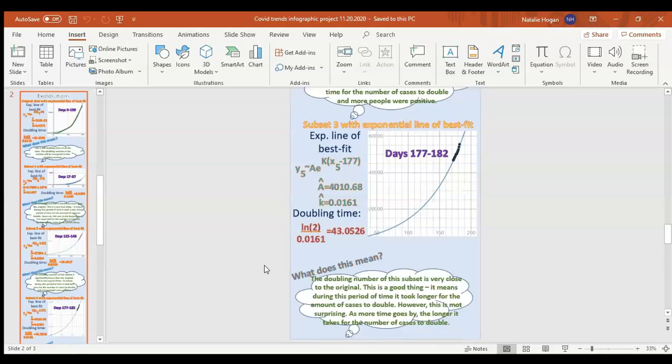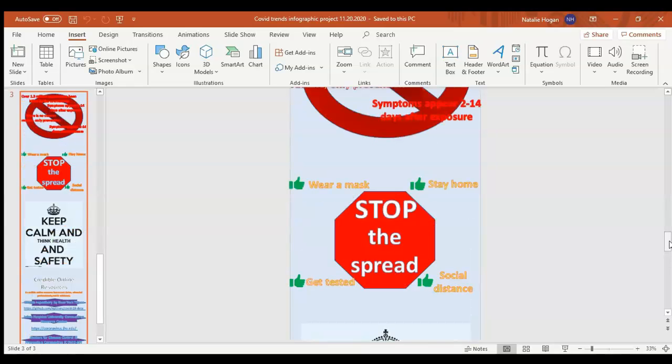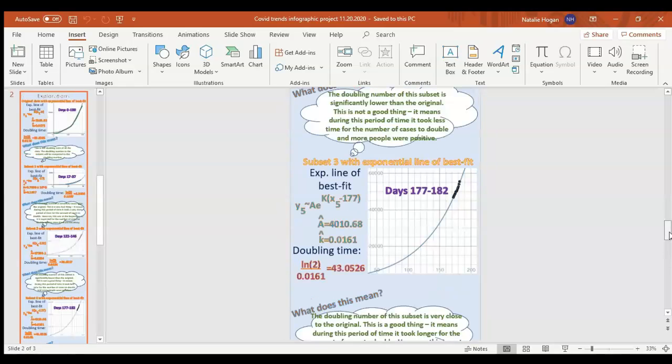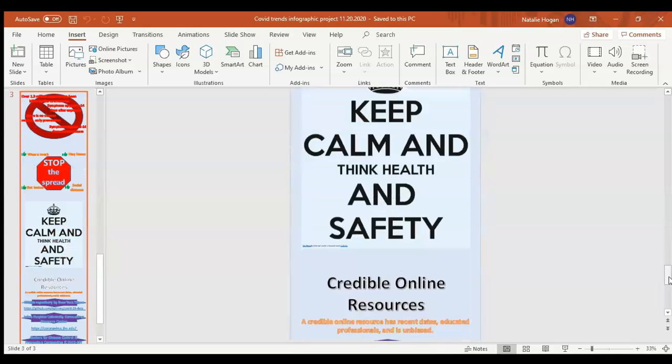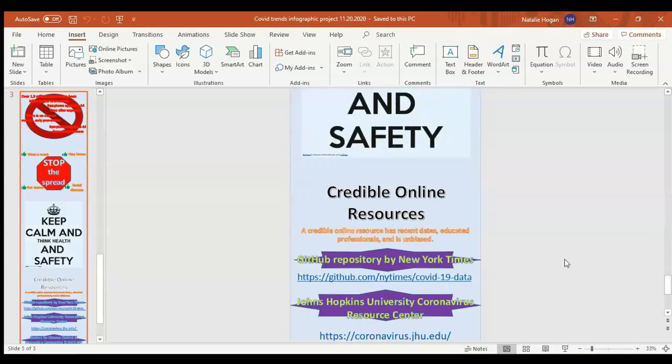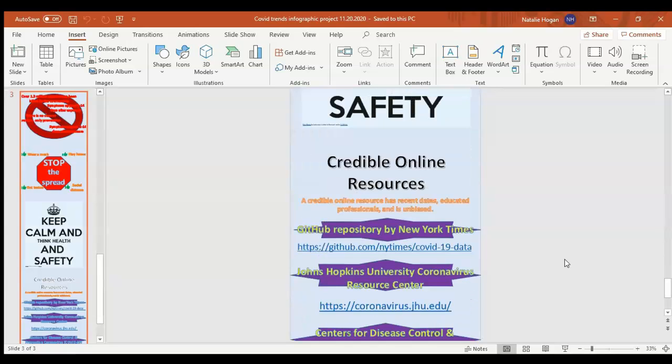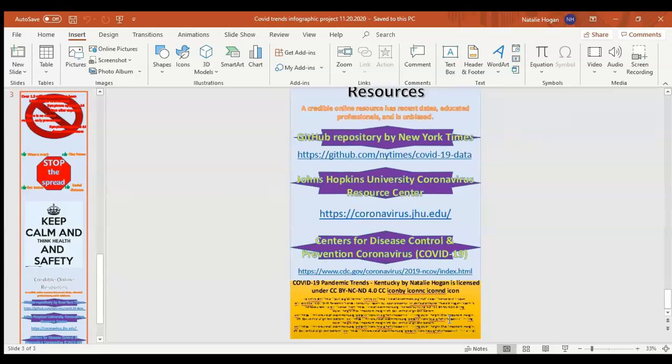Yeah, I think that's it for this. And then I just repeated what I had at the beginning, and then I had the credible resources, and there it is. Right. So the icon is fine.